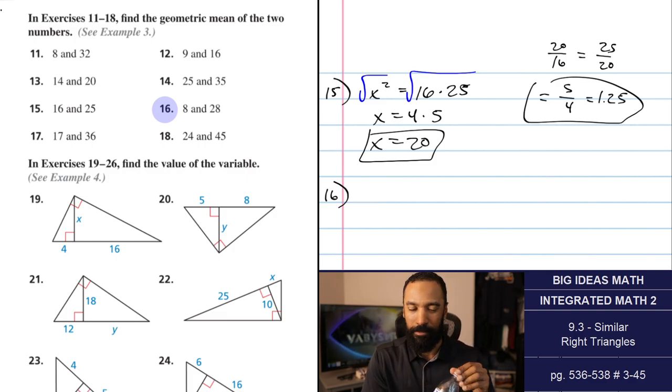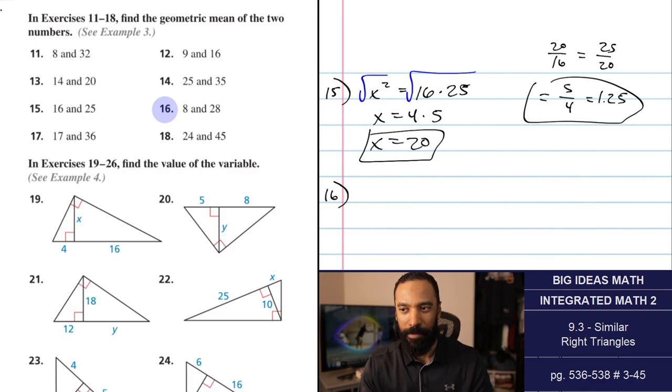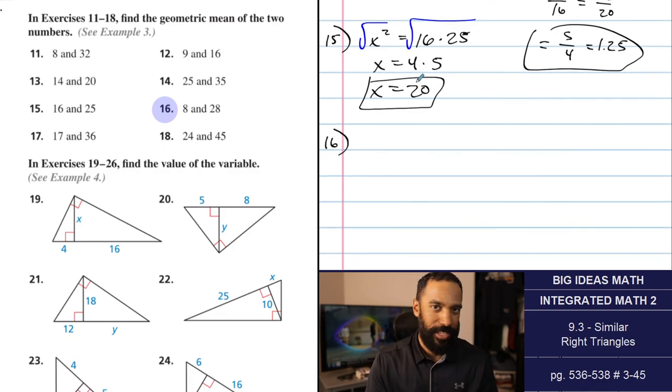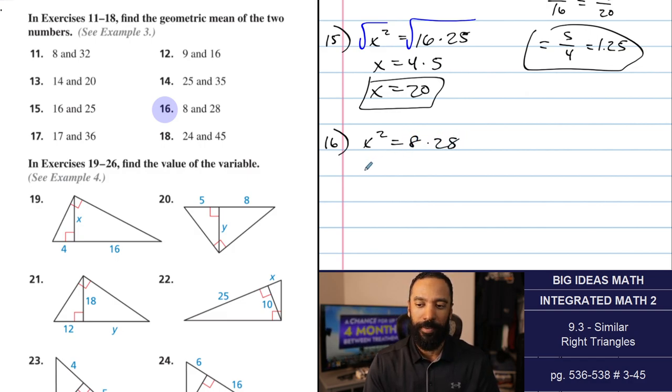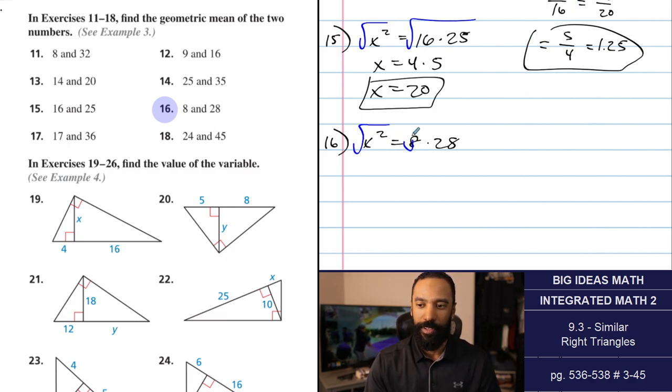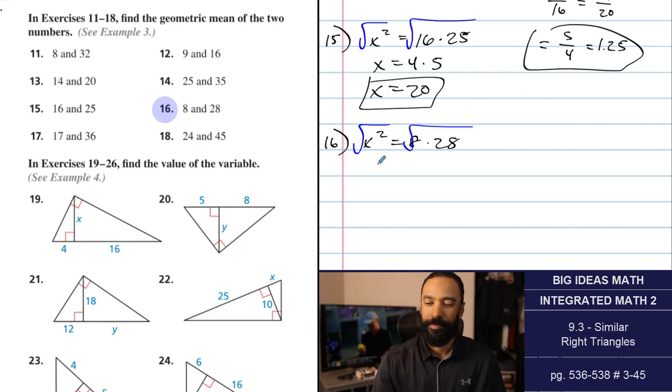For your sake, I'm sorry that I'm talking too much. Geometric means are all about where they exist in the similar right triangles, I suppose. X squared is 8 times 28. Okay, let's explore this one a little bit more because I haven't been doing that enough.